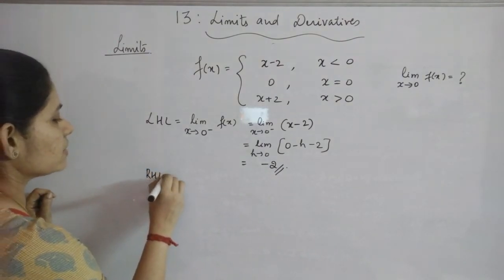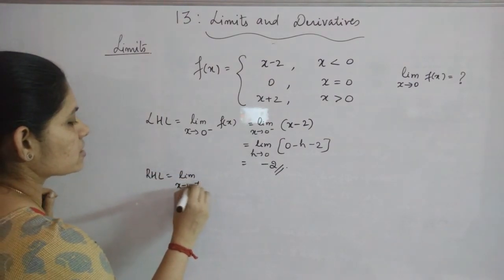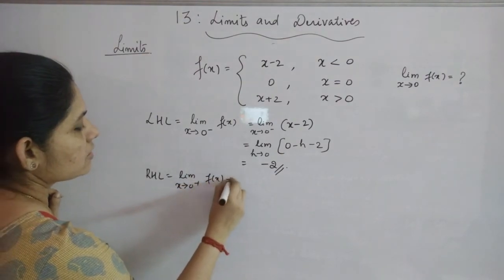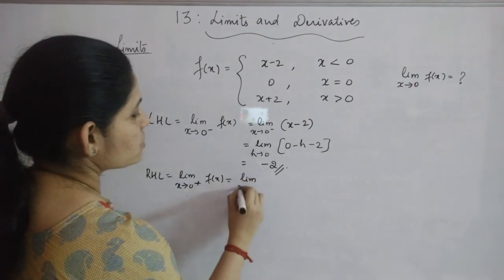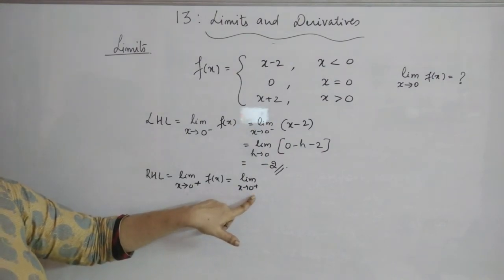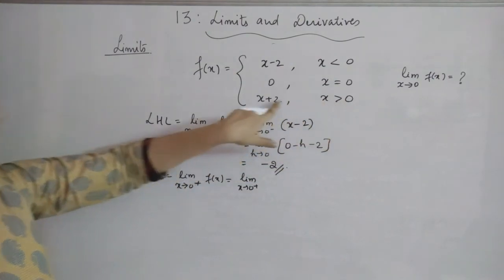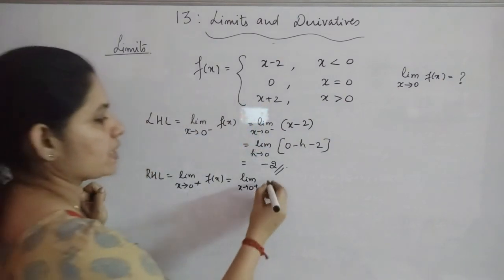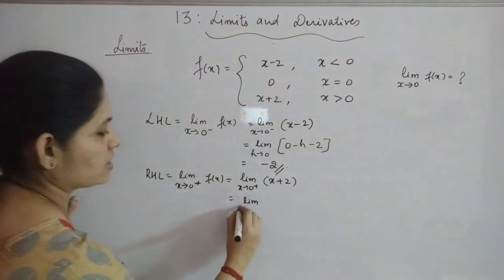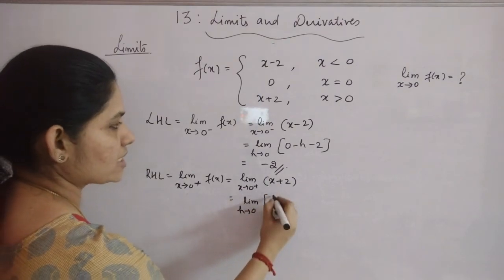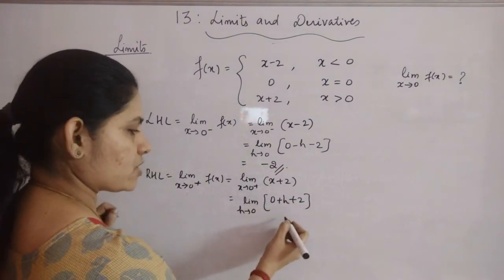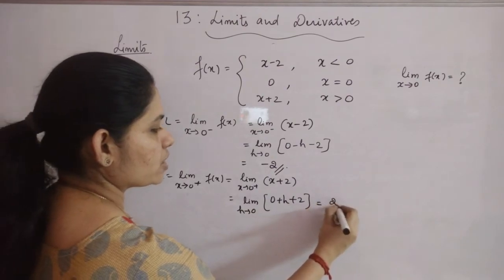Now for the right hand limit, limit x tends to 0 plus of f of x. Which function value do you have to use? 0 plus means a value greater than 0, so x greater than 0 gives the function value x plus 2. So replace it with x plus 2. Now using the definition of h, limit h tends to 0, you get 0 plus h plus 2, that is h plus 2, and replacing h with 0 you get 2.